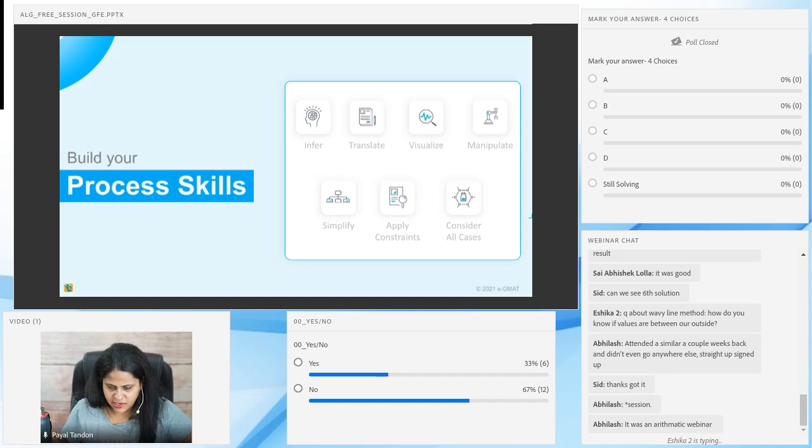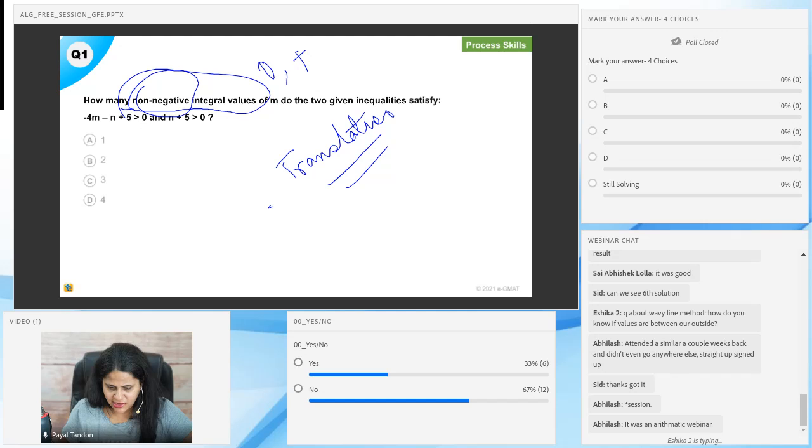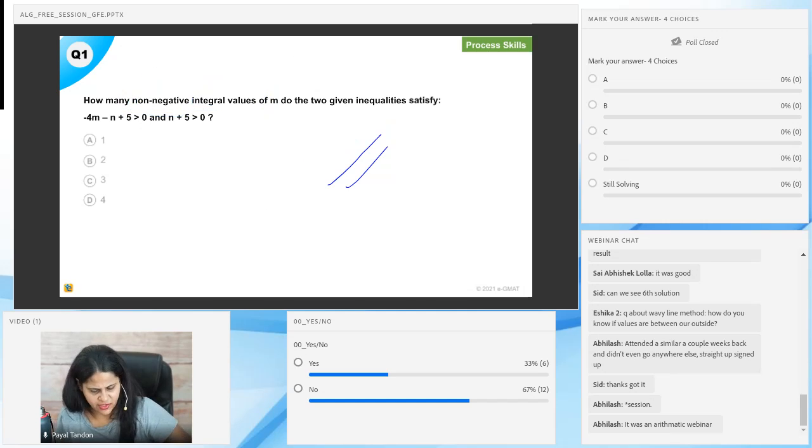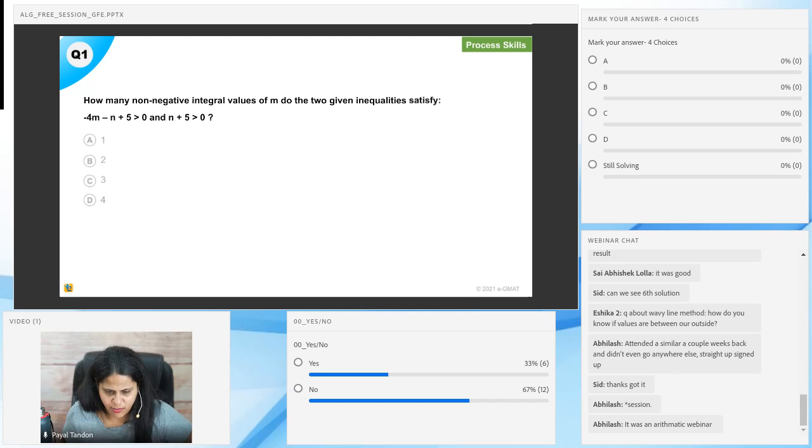All right, let's now move to our next section here. Sorry about that, I should have gotten rid of these annotations. Okay, let's reopen this poll and click on still solving, please.